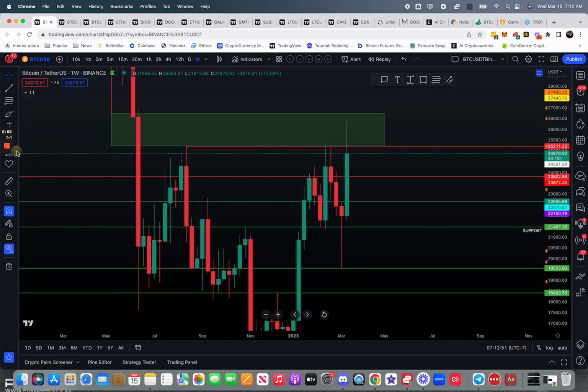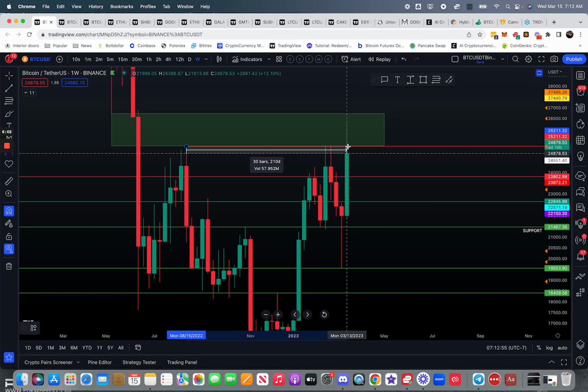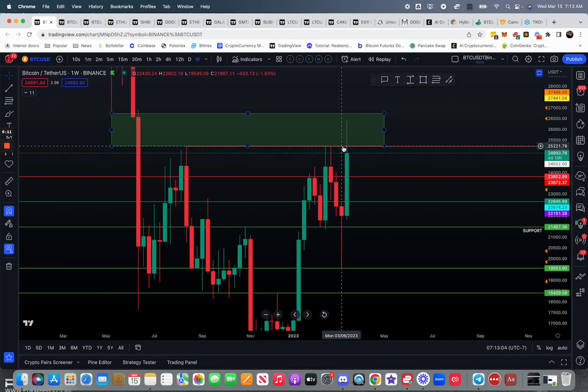You know what? I'm actually going to measure because it's bugging me. Here to here, 210 days. Yeah, over 6 months. We failed to break it. So that's all this could be.